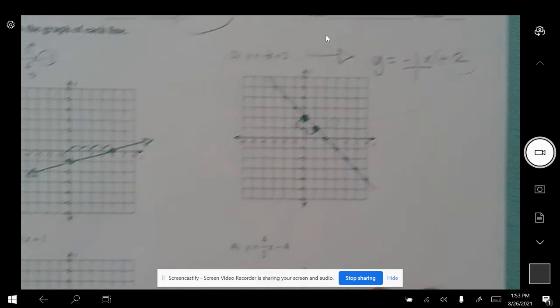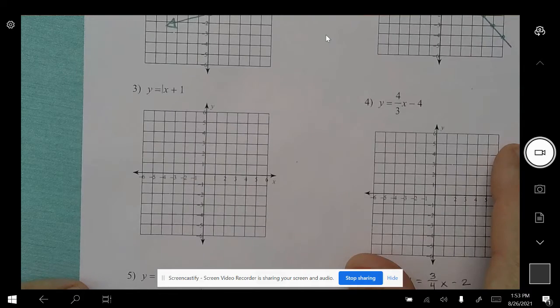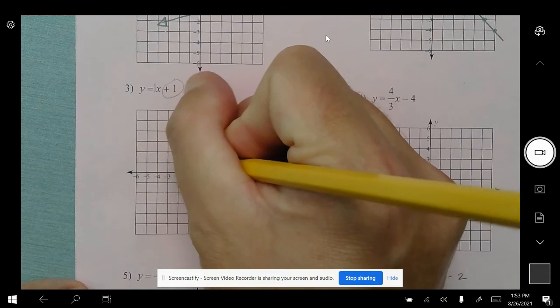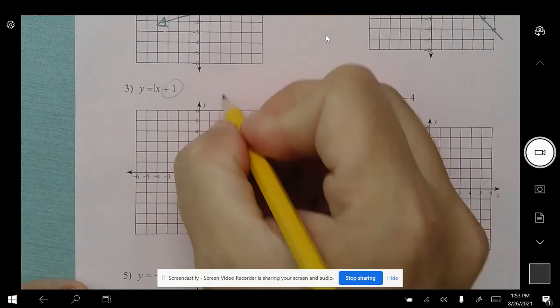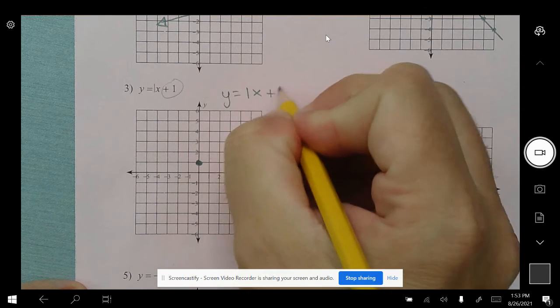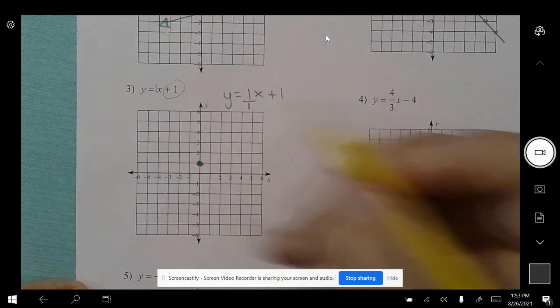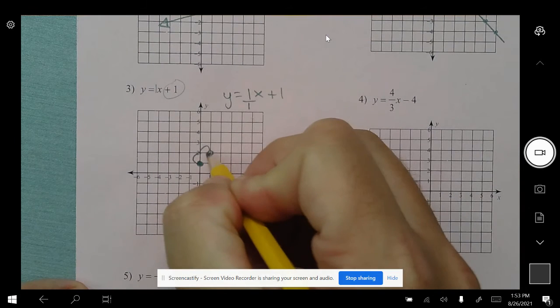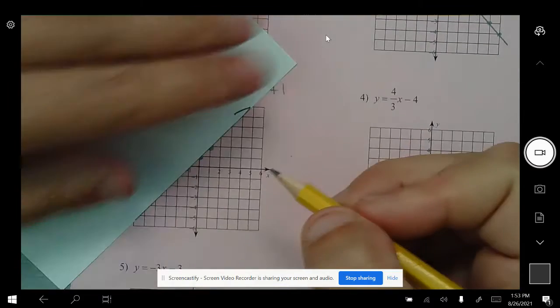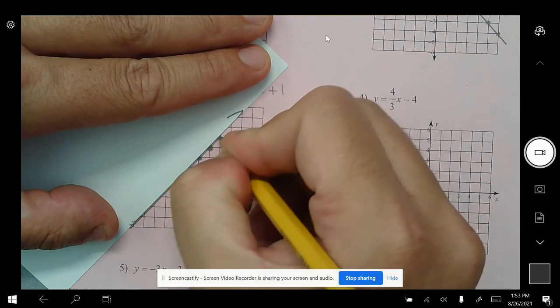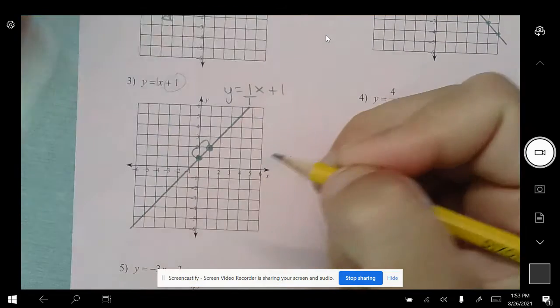All right. Number 3, where do I start? +1. And isn't there a 1x there? And what's my slope? 1/1. So I'm going to go up 1, over 1. Get my index card and graph my line. Okay?